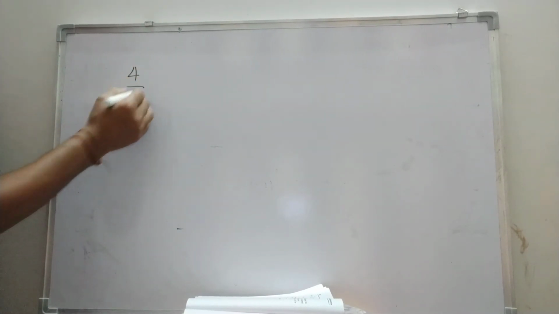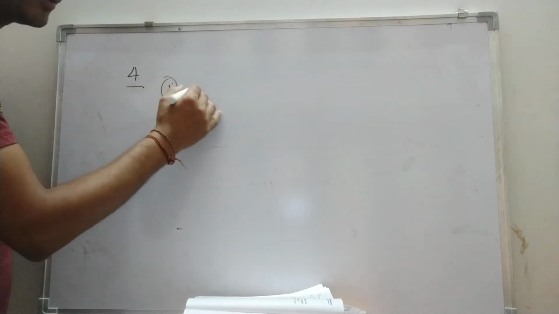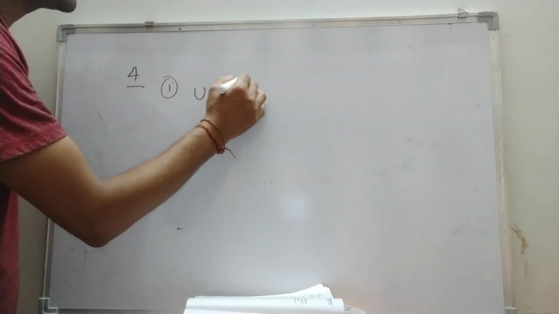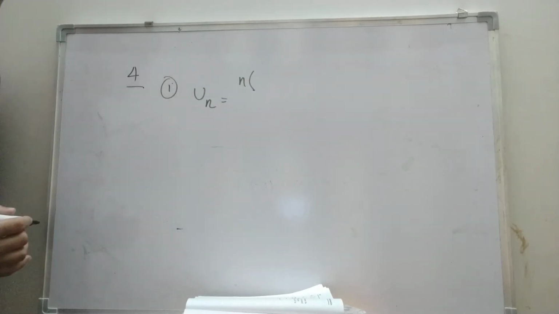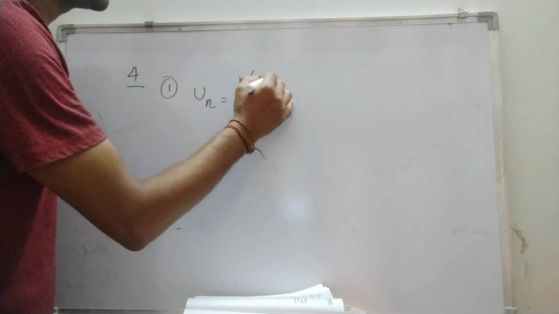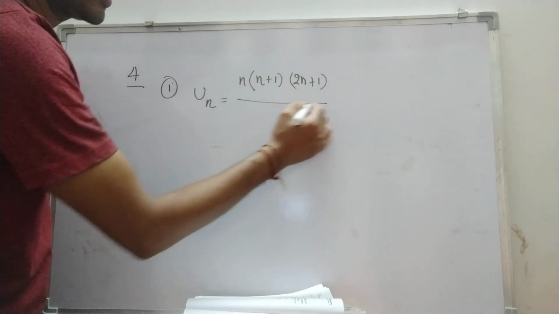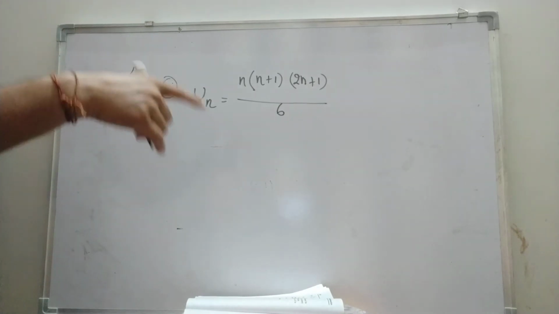Here in this question, students, we are given the general term, and we have to find the fifth term and the sixth term in each of the following general terms. The general term is u_n equal to 2(n plus 1) divided by 6.